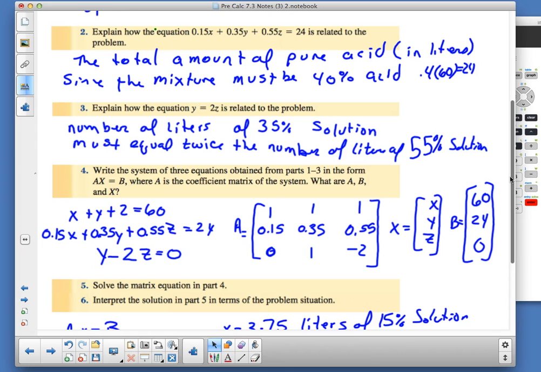Are you okay with where everything came from? Just double check. You got A, you got X, you got B. Go for your solve. Put it in your calculator. Make sure you can do it.